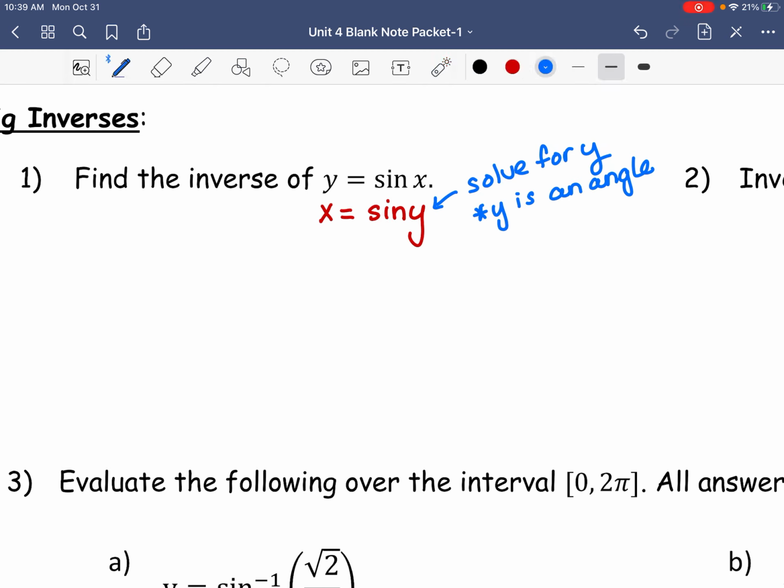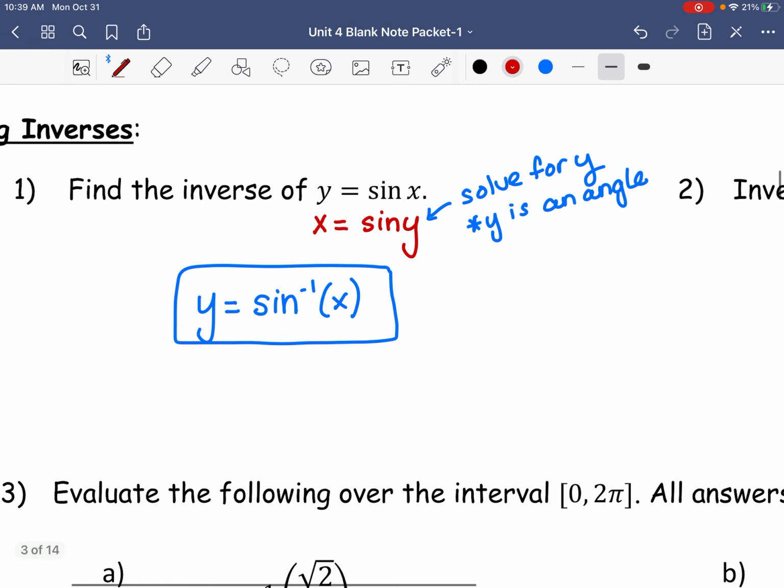So y is an angle. How we write this is like this. y equals, because we have to solve for y, and we put sine to the -1 of x. That's how we write the inverse. And y is always going to be an angle when we find these inverses.